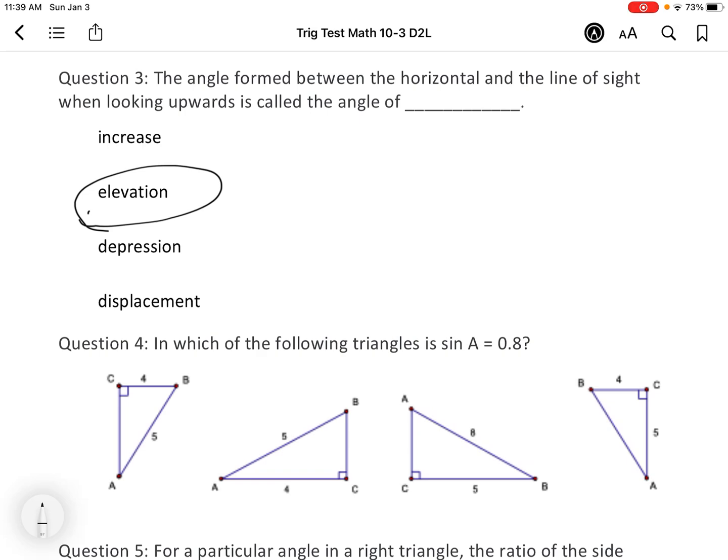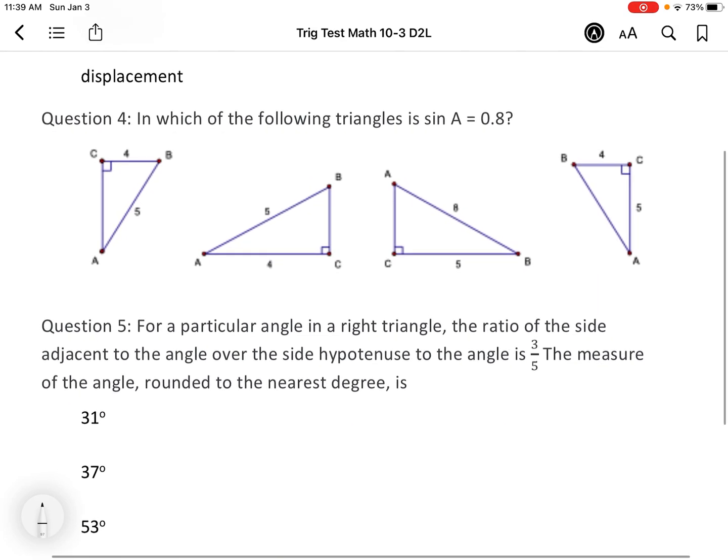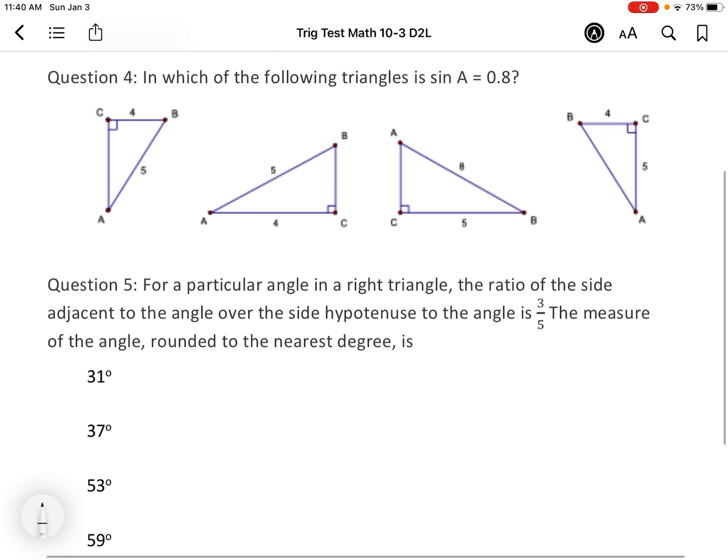Okay. All right. Now, in which of the following triangles is sine of A equal to 0.8? Well, basically what you have to do here is kind of do trial and error and look at all of the different triangles one at a time. So actually, I'm not going to start with the first one. I want to show you how it would work if you picked one of the other ones first. So let's say I started with this guy.